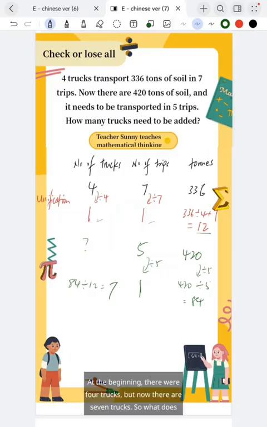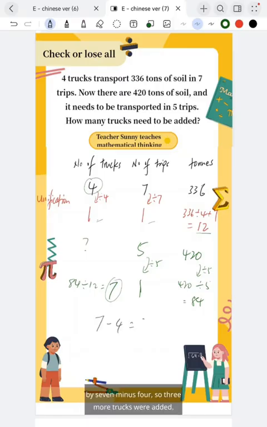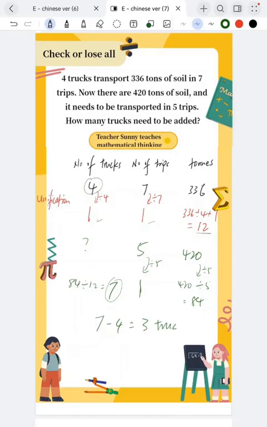At the beginning, there were 4 trucks, but now there are 7 trucks. So what does that mean? It means the number of trucks increased by how many? In total, it increased by 7 minus 4, so 3 more trucks were added.